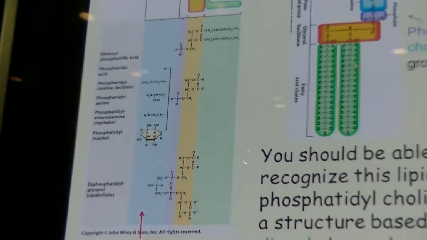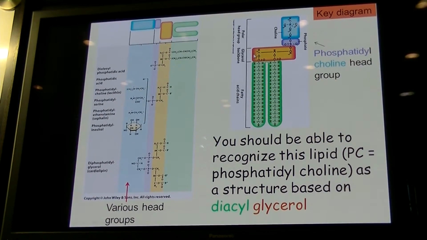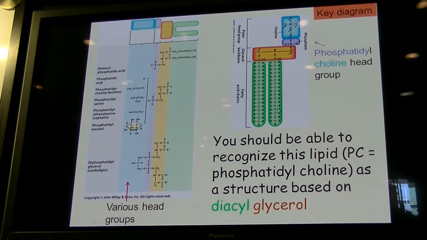Remember, all of these guys are based on two acyl groups, diacyl, esterified to glycerol. So they're based on diacyl glycerol. That's the skeleton. That's the major type of membrane-forming lipid.